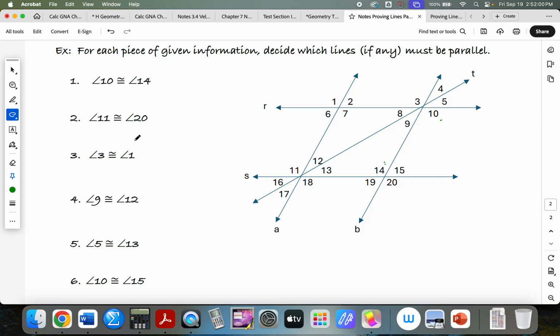The question is, which lines are going to be parallel? Well, let's take a look. Here's 14, here's 10. What 2 lines make up the sides of angle 10? R and B, right? Make up angle 10. What 2 sides make up angle 14? S and B. The one that's the same is the transversal. That's what joins them. B is the transversal. So R and S are the 2 that are parallel. R parallel to S.